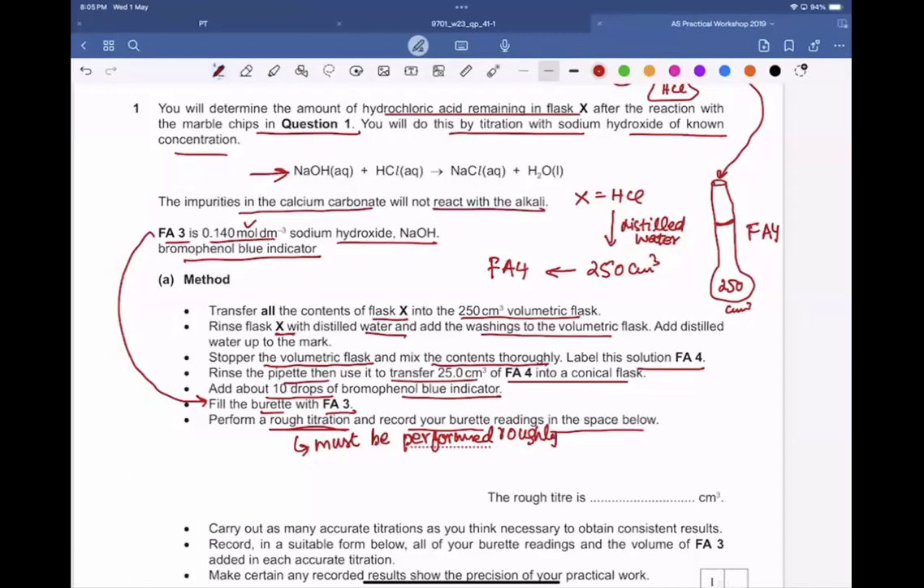So you have to perform it roughly. It means that, let's suppose you have assumed an interval of 5 centimeter cube volume. So you always add 5 centimeter cube volume into the flask while swirling or shaking the flask. And as you observe the color change, you will stop it. But as you are performing it roughly, you are not going to add the solution into the flask dropwise. So when you try to stop it, it will stop, but by then some excess amount would have been added. So you always get this rough titre greater than the exact or the correct titration reading. Is this understandable?